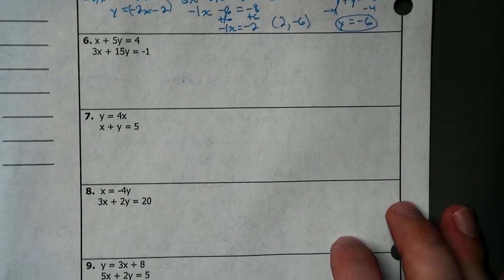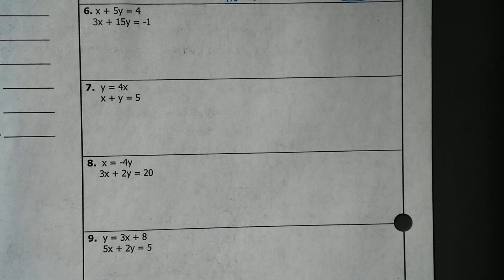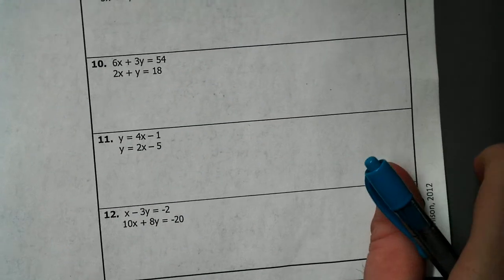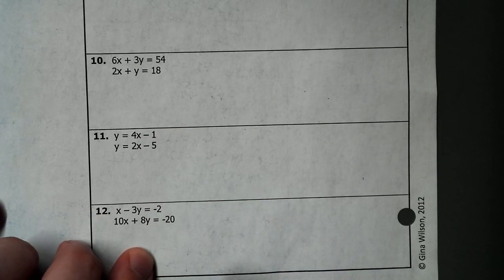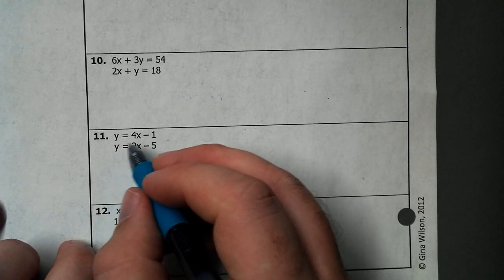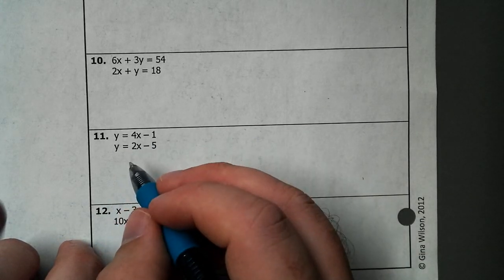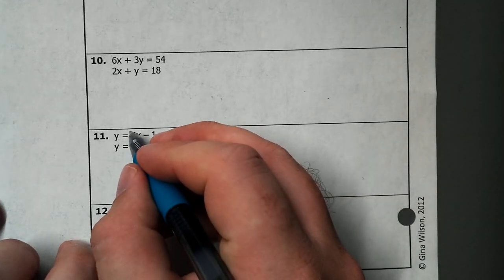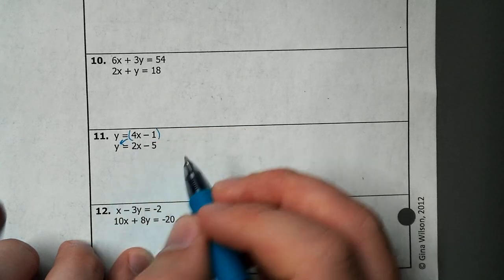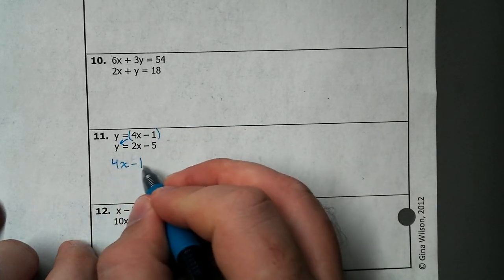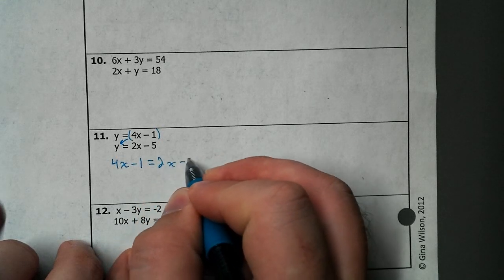Now, all of these are really good practice. I may make a video finishing out all of the notes, but we just did 6 examples in class. So let's skip down to number 11 because it looks a little different. Both of these say y equals. So how will I use substitution? Good. I take one of the equations and I plug it in for y on the other. So let's try this one. Let's just use our first one. Let's plug in 4x minus 1 for that y. So you're going to get 4x minus 1 equals 2x minus 5.